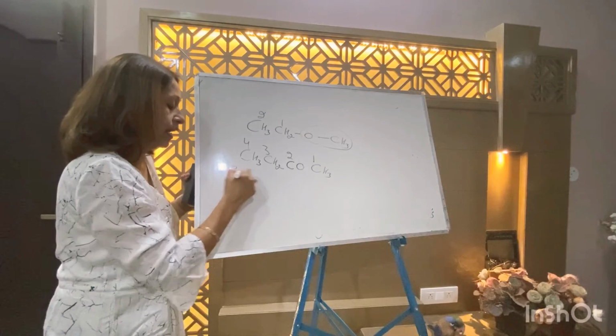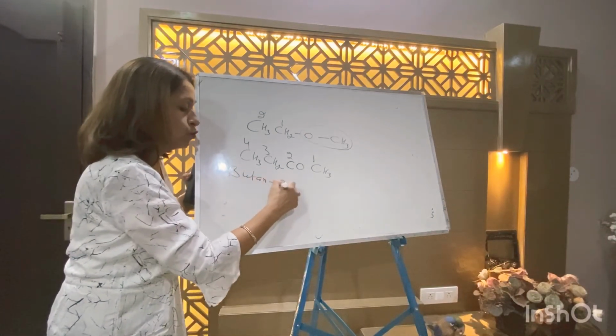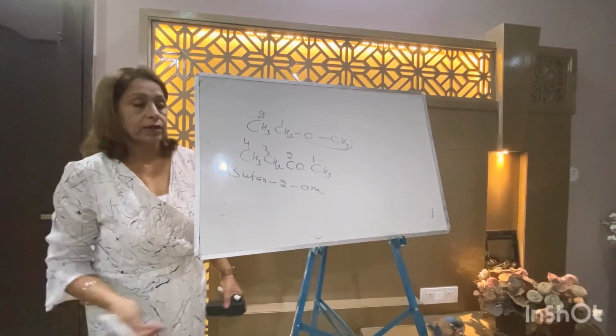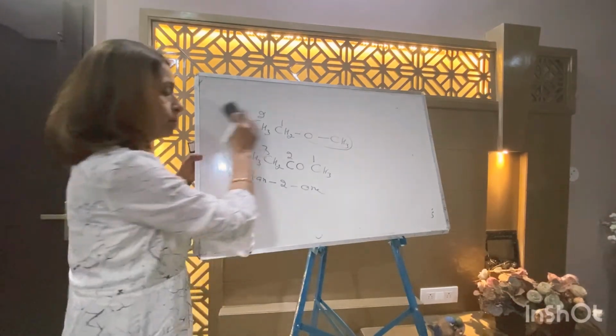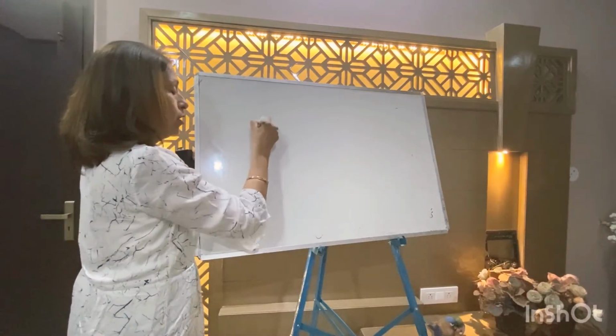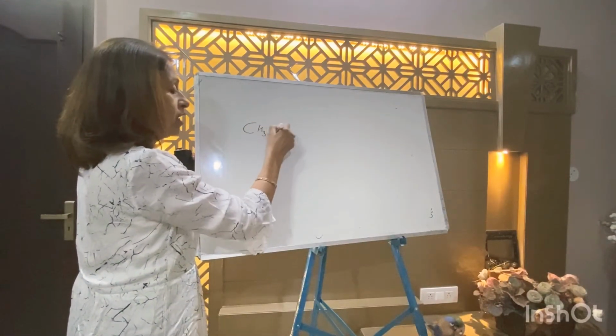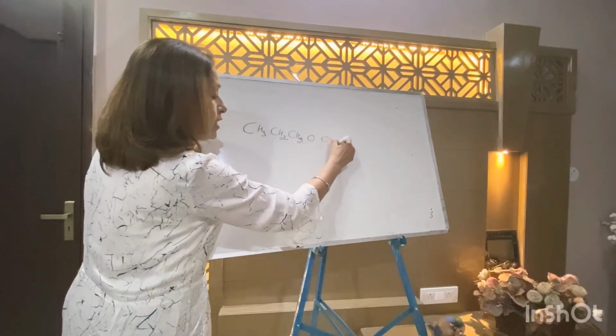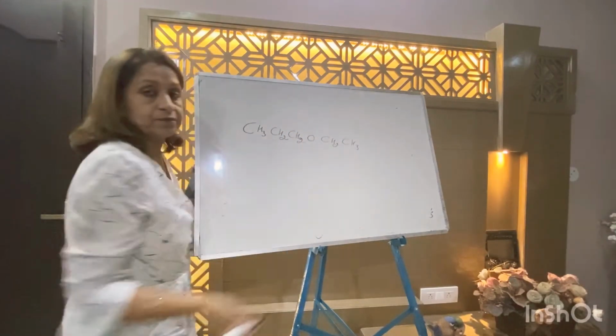So it's a butane 2-one. It's a butane 2-one. I'm taking more. Butane 2-one. Keep ether and ketone, I'm comparing. Now again, write down CH3, CH2, CH2, O, CH2, CH3.